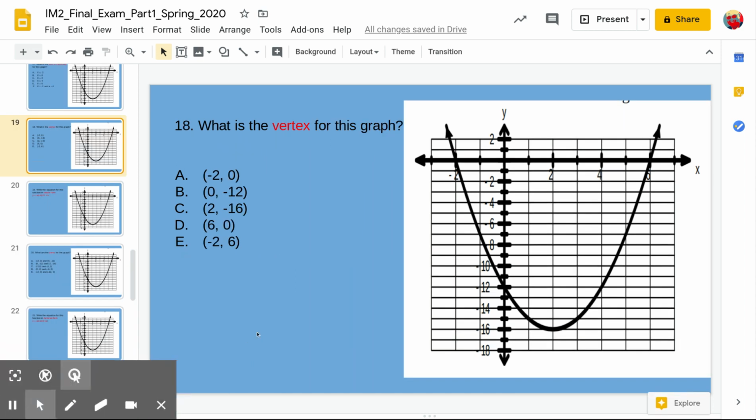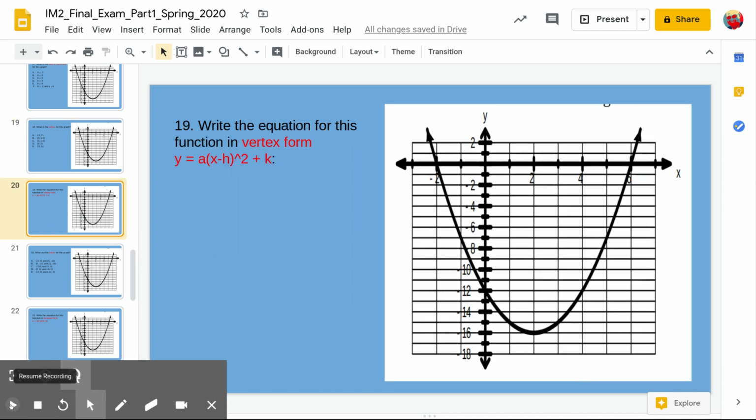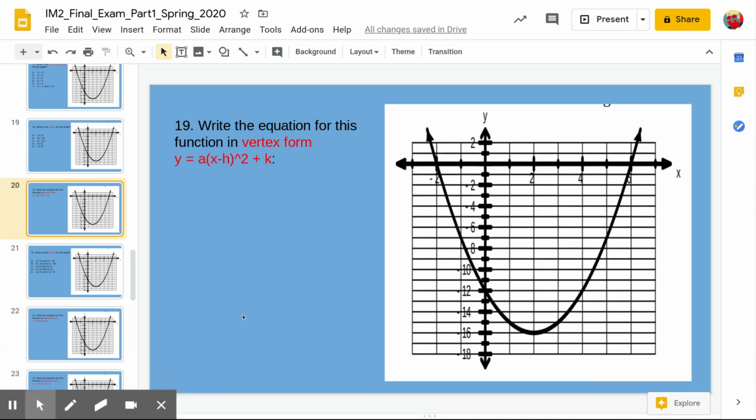Question 18, what is the vertex for this graph? A, (-2, 0), B, (0, -12), C, (2, -16), D, (6, 0), E, (-2, 6). What is the vertex? Question 19, write the equation for this function in vertex form. So y equals a times (x minus h) squared plus k. So write the equation for that parabola in the graph. I want the vertex form.